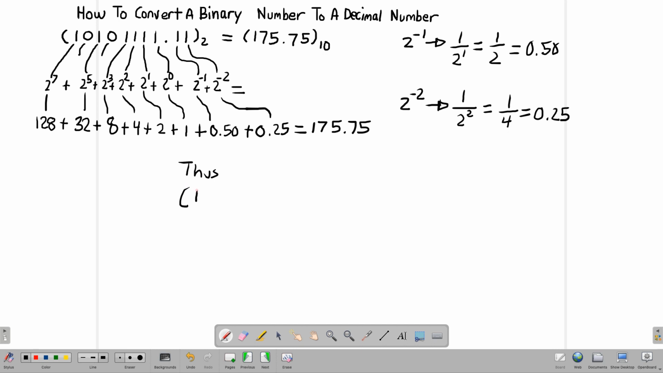And thus this shows that 10101111.11 in the binary system is equal to the value 175.75 in the decimal system. And this is what we wanted to show.